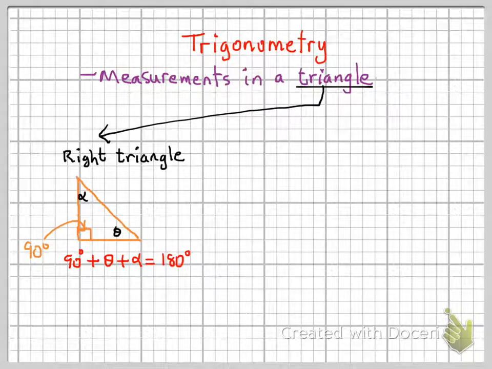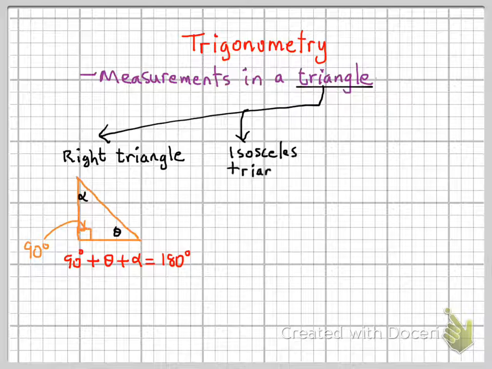If you add all the interior angles of any triangle together, you will get 180 degrees. So the sum of the interior angles of any triangle is said to be supplementary. That is, they add up to 180 degrees. So that will be true for a right angle triangle.